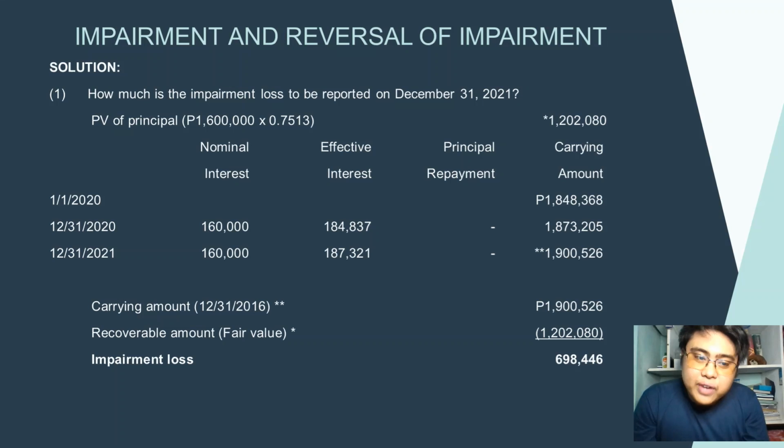And again, that's the purpose of impairment. Kumbaga, we are converting the carrying amount papuntang recoverable amount. Kasi yun yung purpose ng impairment eh. Hindi pwedeng ang asset ay i-record mo sa libro na mas mataas sa amount na matatanggap mo na lang sa kanya. Kasi ang in-expect ng accounting na matatanggap mo 1.2 million na lang.